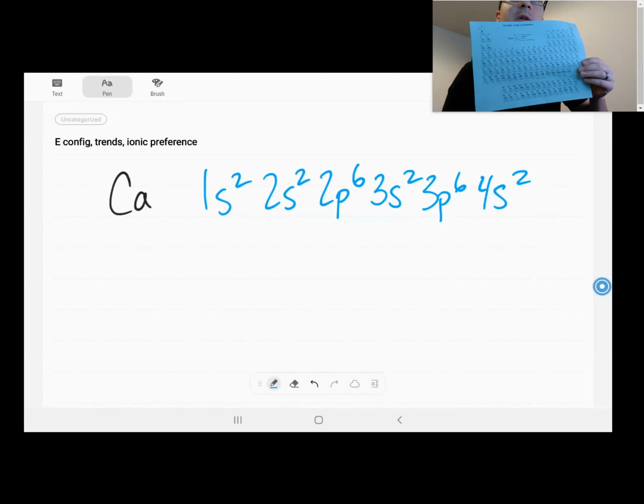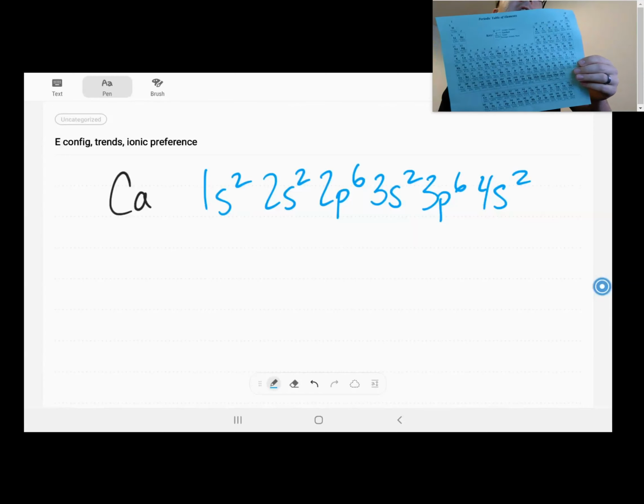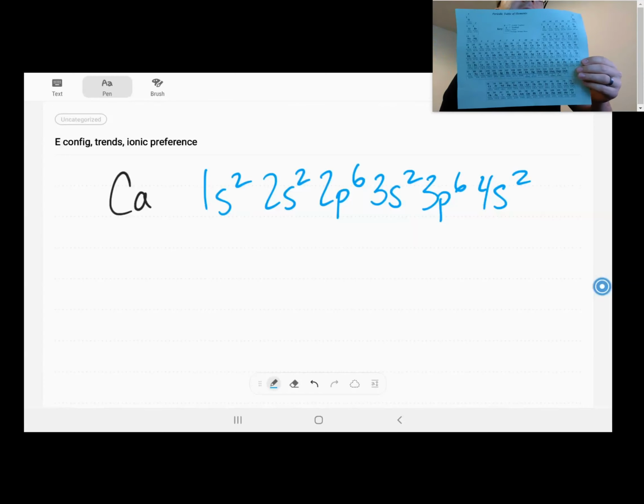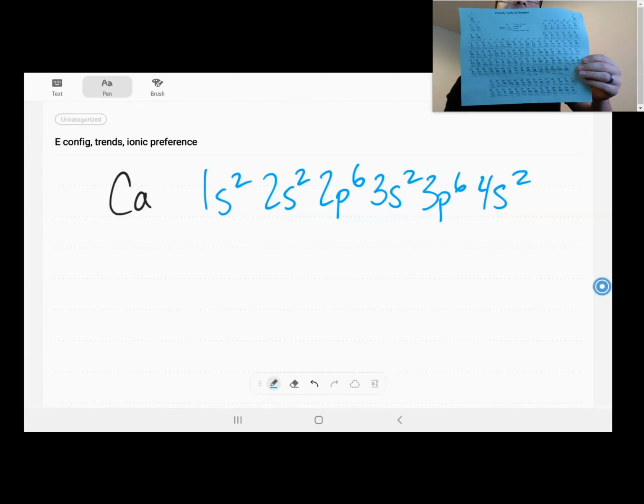Yeah, Robert, you got it right. It's the S block. Right. So, and then we also want to look at what is the period that calcium is in. The period is the number, the shell number that it's going to be in.